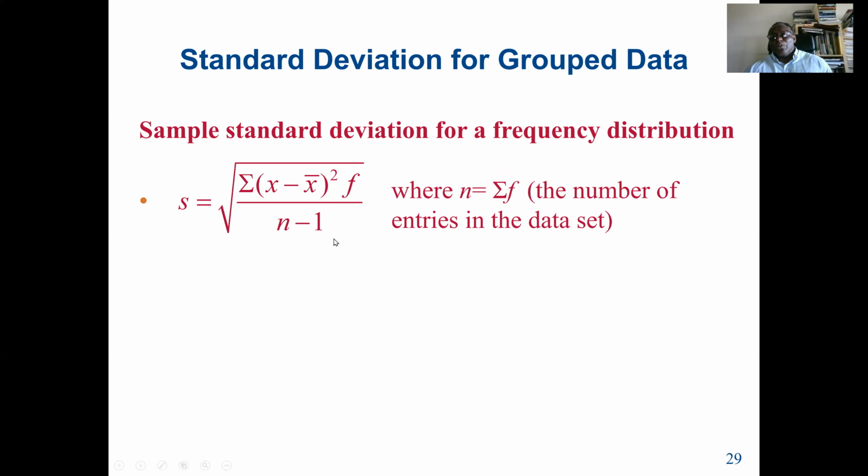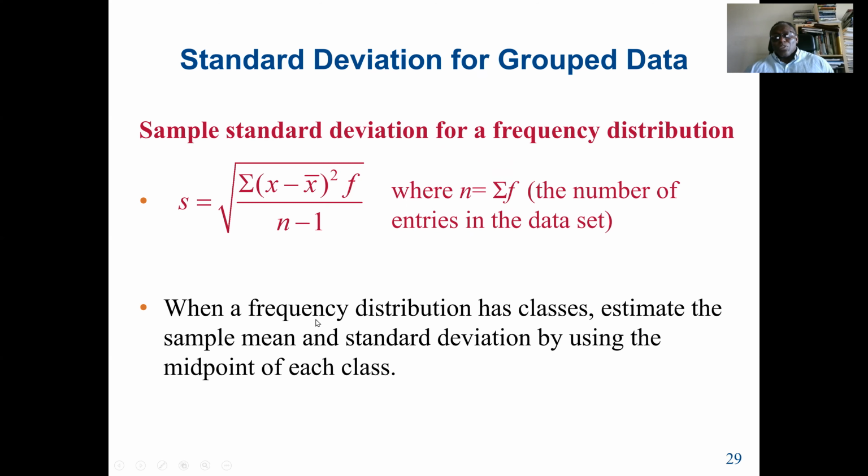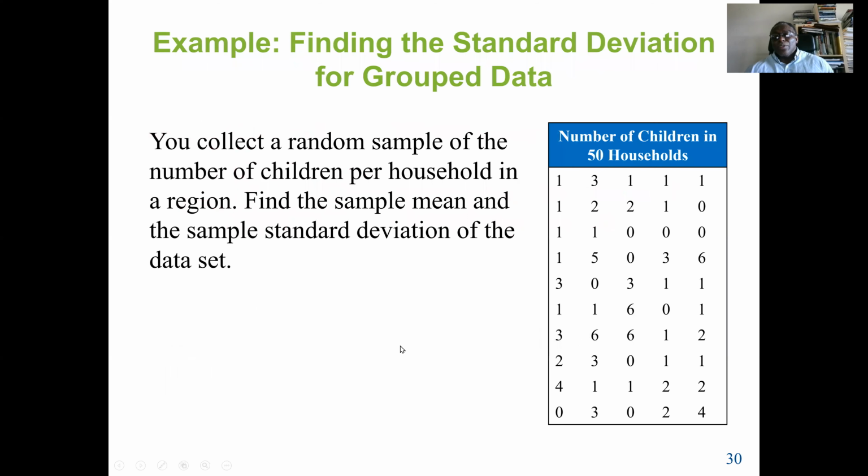This is a sample. So here we say when a frequency distribution has classes, we should estimate the sample mean and also sample deviation by using the midpoint of each class. So this is the example given. You collect a random sample of number of children per household in a region. Find the sample mean and the sample standard deviation of the data set. So we have this data.